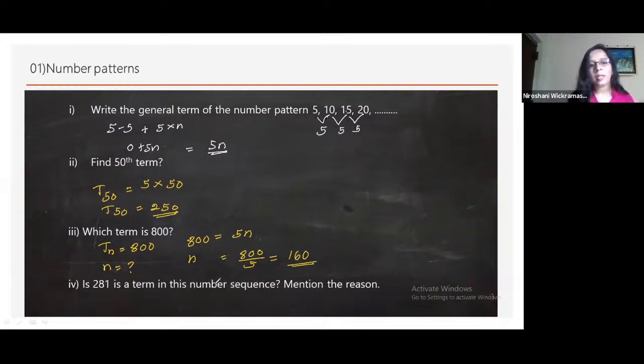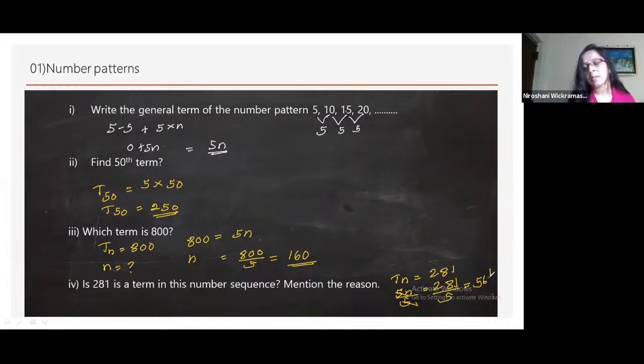Is 281 a term in this number sequence? Mention the reason. So we'll see. Tn equals 281, then 5n equals 281. Both sides divide by 5. 28, how many 5s are there? 5. 28, there are 5. 3 remaining. 31, there are 6.